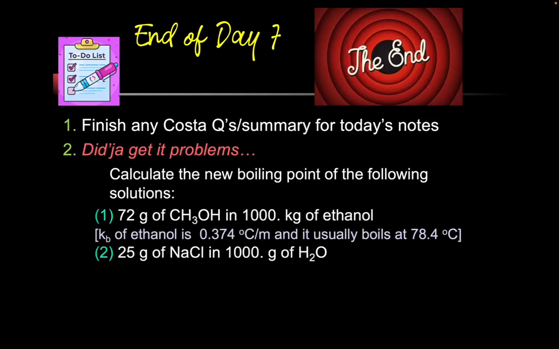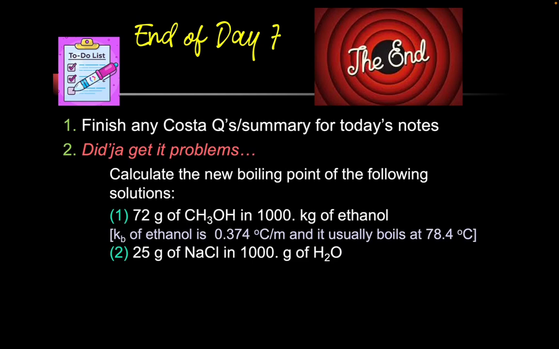I have a couple example problems that you could practice just to see if you understood it. So you calculate the new boiling point of these solutions. And then again, paying attention to the fact that the solvent was ethanol. So you need a new K value and a new boiling temperature. And then this one is water. Water, the K value you have in your notes, or it was 0.512 degrees Celsius per molality, and water usually boils at 100 degrees. So this would be a way to just practice what you did today.